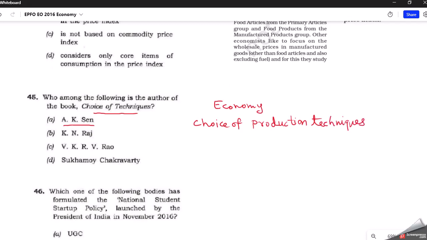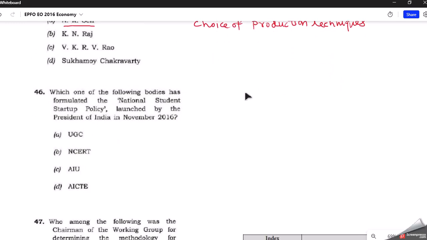Moving on to the next question, which one of the following bodies has formulated the National Student Startup Policy? The exam was held in Feb 2017 and this was launched in November 2016. So we can say that the question is inspired from current affairs. The aim of this startup policy was to create 1 lakh technology based startups.